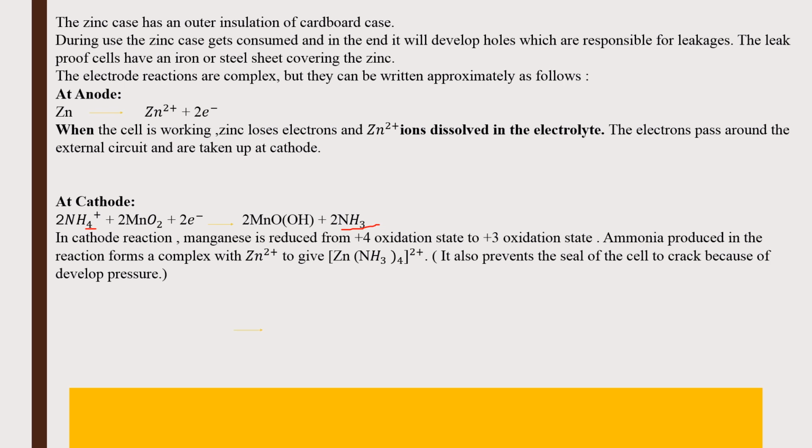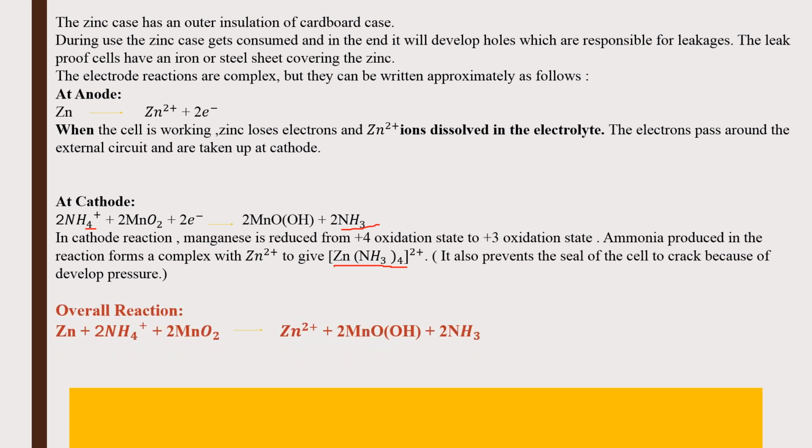This ammonia then combines with the zinc ion which is produced and dissolved in the electrolyte, and they will form a complex, and the complex is Zn(NH3)4 2 positive. This complex prevents the seal of the cell from cracking because of developed pressure.